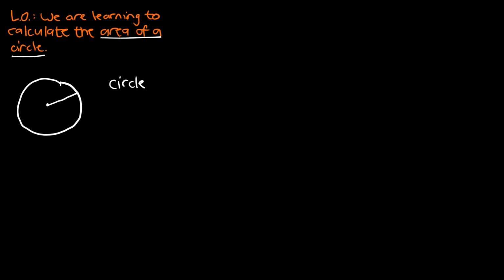If you go from the center of the circle to the outside of the circle, sometimes we refer to that as R, but that's the radius of the circle. And that goes from the center to the outside edge.